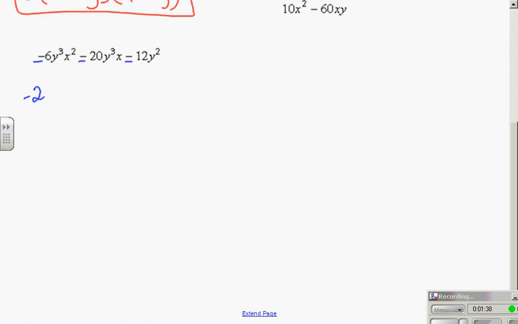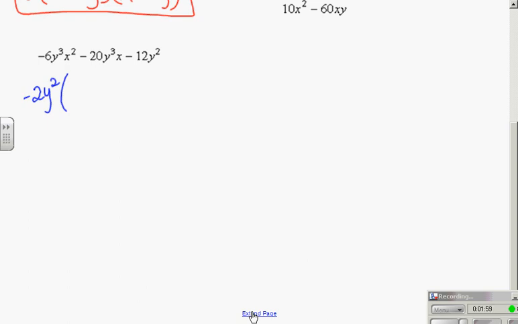Y cubed, y cubed, y squared. That has a common factor of y squared in it. X squared, x, oh, no x's. I cannot take any of them out. So now I'm going to start my division. Remember, when I take a greatest common factor out, it's undoing the distributive property.